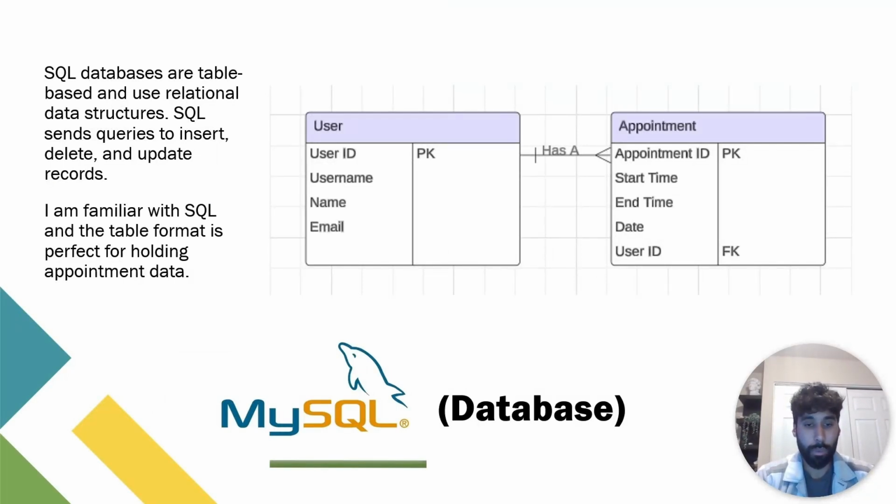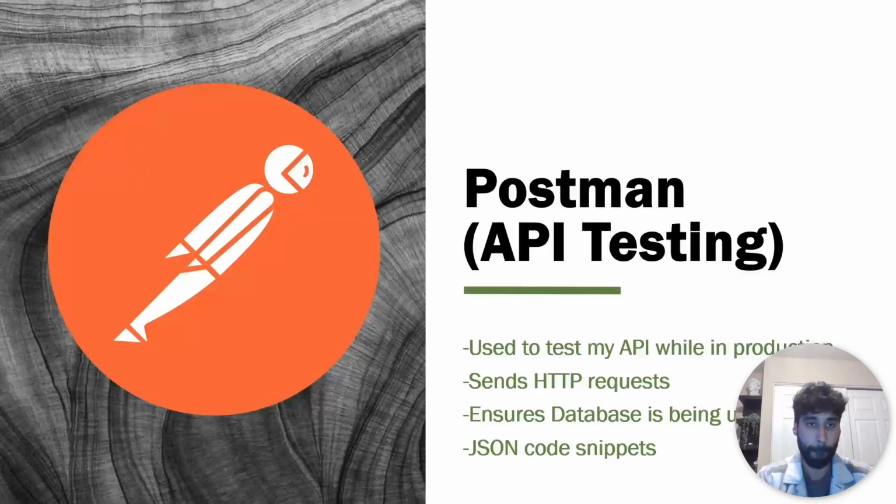The database I decided to go with was MySQL. I was familiar with SQL coming into this class. I took a SQL class before, and I like SQL, and it made sense for the app that I was building. SQL databases are table-based and use relational data structures. SQL sends queries to insert, delete, and update records. The table format is perfect for holding appointment data. NoSQL just seemed very unnecessary for an app where I'm just booking appointments. Its very basic table format was perfect, so I decided to stick with SQL.